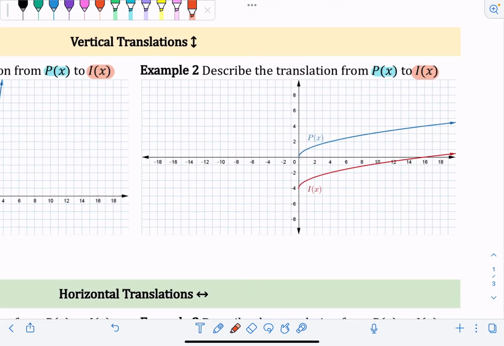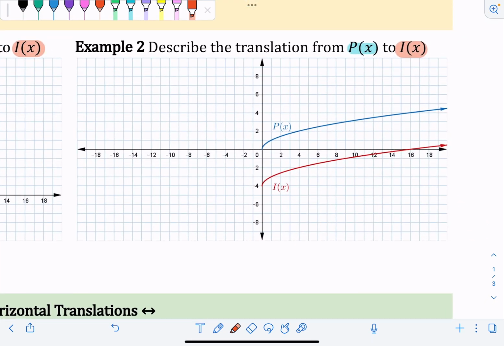So if we zoom in on example 2, these are both square root functions, so I think the starting point is a good point to focus on and see how that changes from p of x to I of x. On p of x, that point is at 0, 0, and it moves down 1, 2, 3, 4 units to get the starting point on I of x at 0, negative 4. So since that went down 4, we're going to say translate down 4. And that means that each of the points on p of x also move down 4 units to get I of x. So we'll say translate down 4 units.